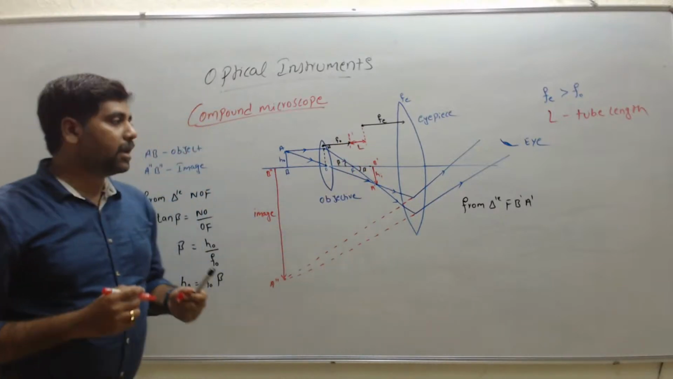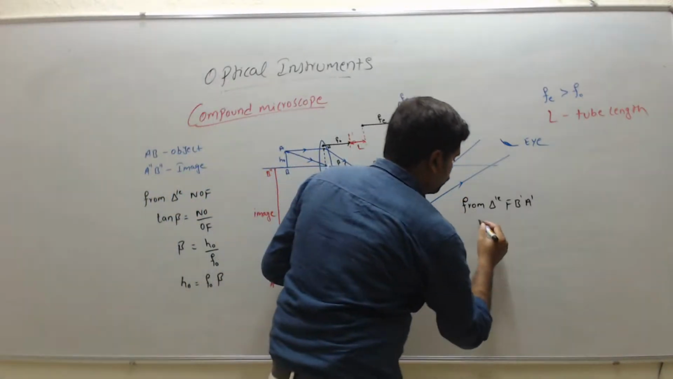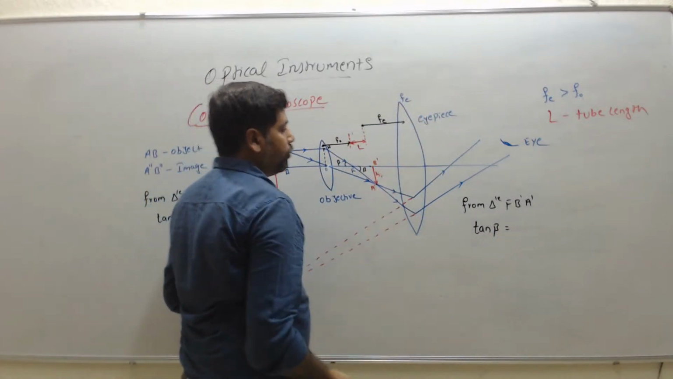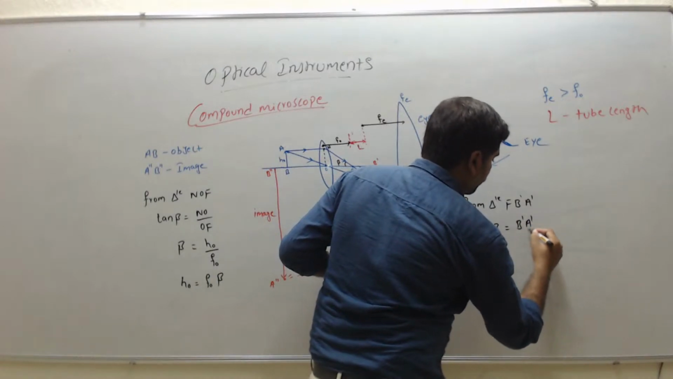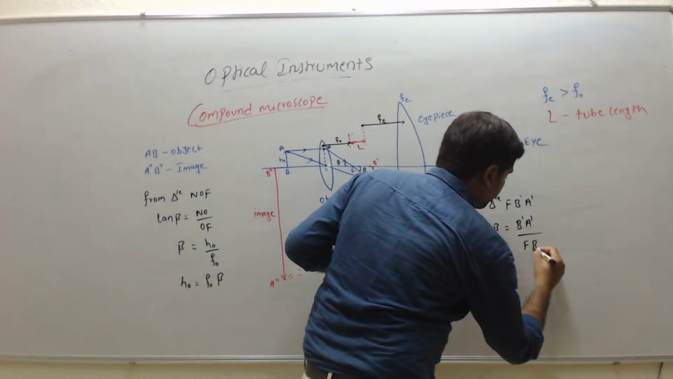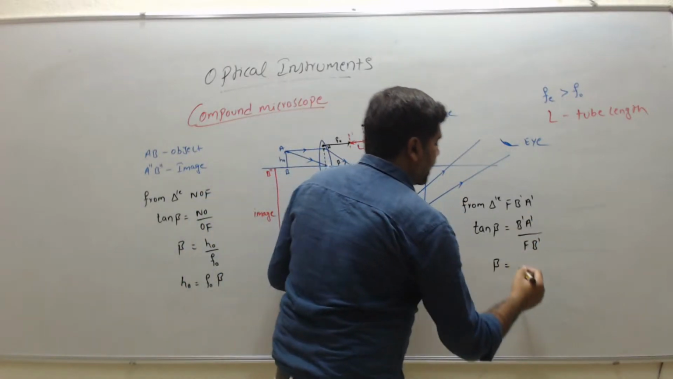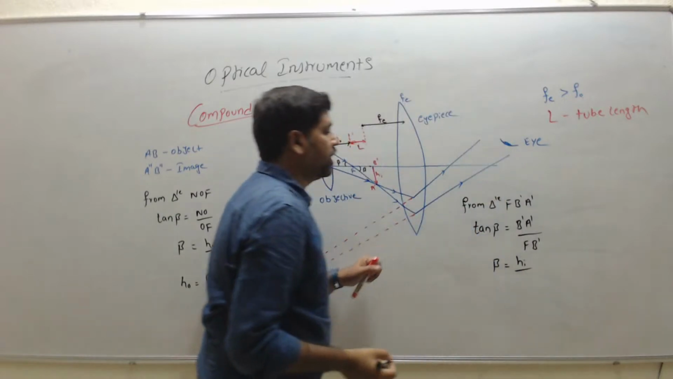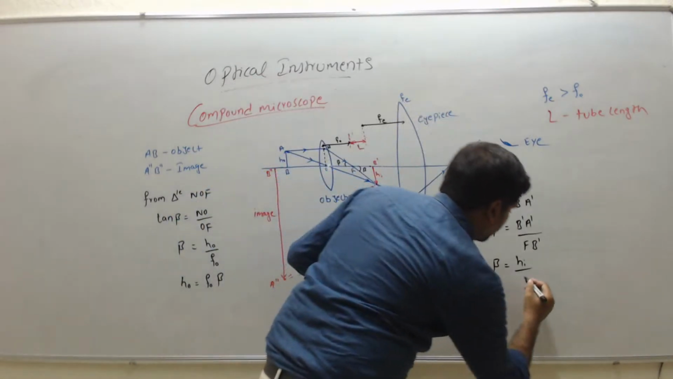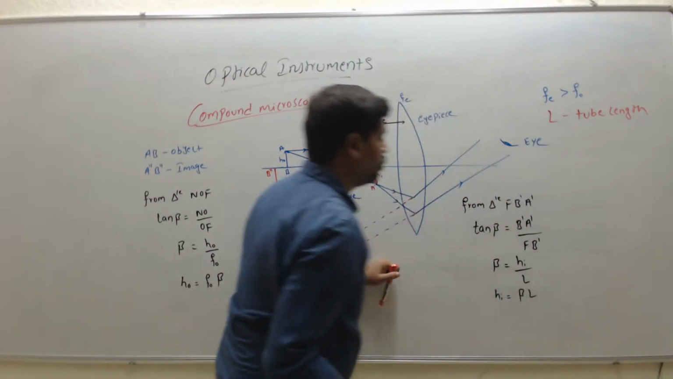So from triangle F B dash A dash, we can write tan beta is equal to opposite side B dash A dash divided by adjacent side, that is F B dash. Considering small angles, tan beta becomes beta. B dash A dash is the height of the image, that is HI, and F B dash we take as L. So height of the image HI is equal to beta into L.